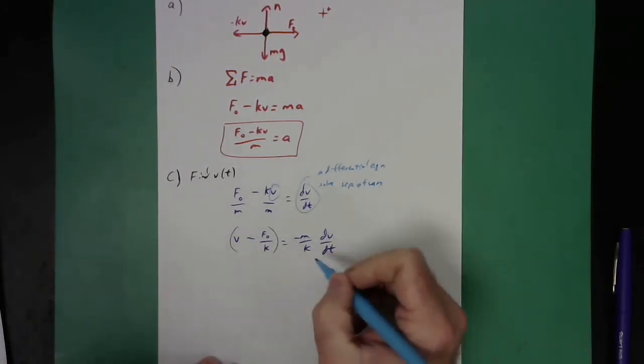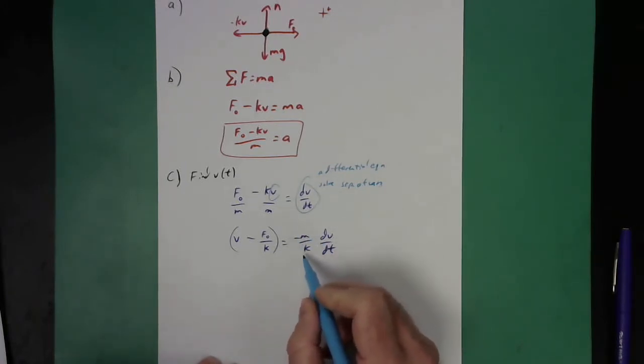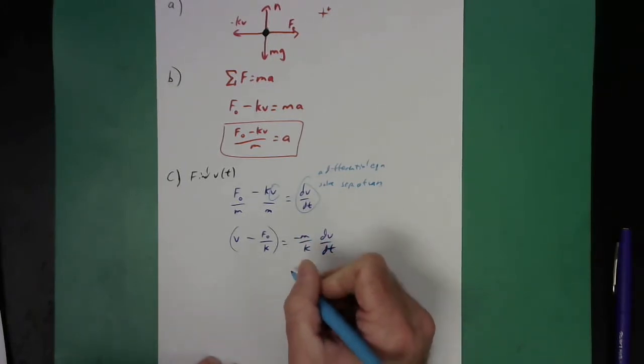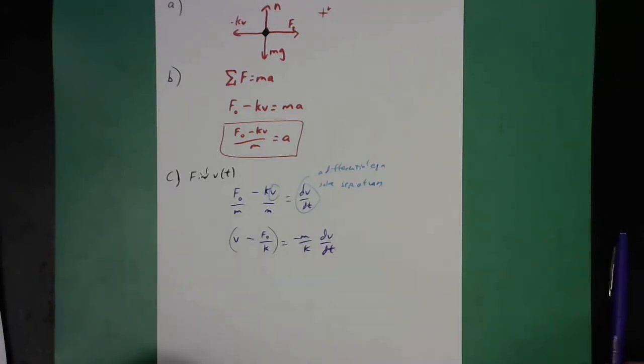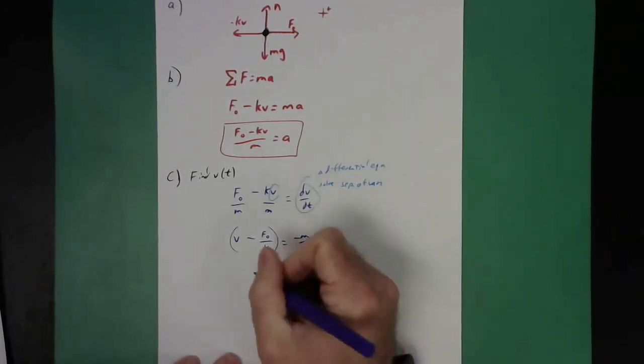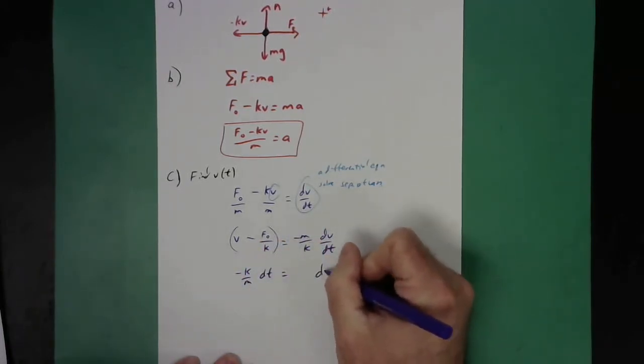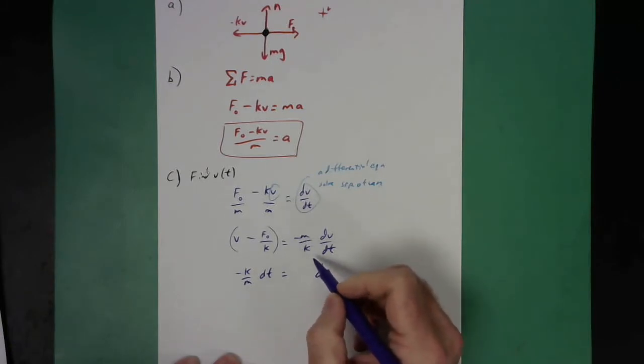So I'm going to move the dt to this side. I'm going to move the negative k over m, I multiply by negative k over m. So I'm going to end up with just dv there. I would just have a dv left here now. Multiply by negative k over m dt.